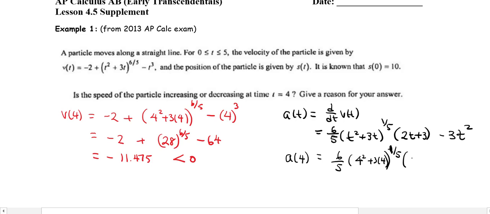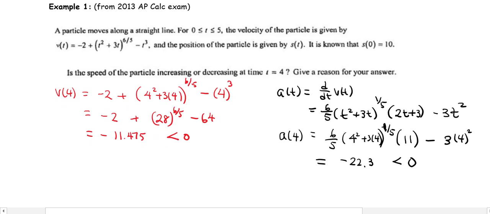2 times 4 is 8. This is 11. What's this? I'll calculate it. I'll tell you what it is, because I'm sure you don't want to do this. It's also negative. Okay? So velocity is negative, acceleration is negative. Is the particle speeding up or slowing down?